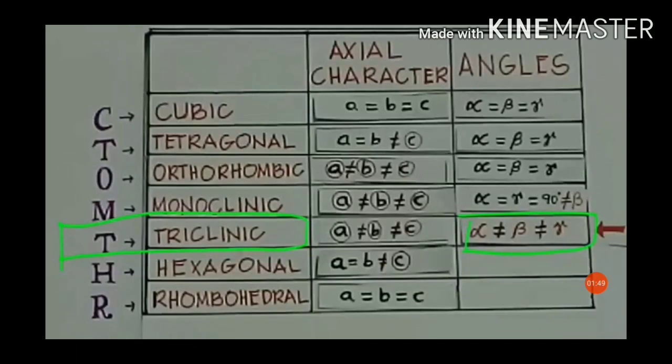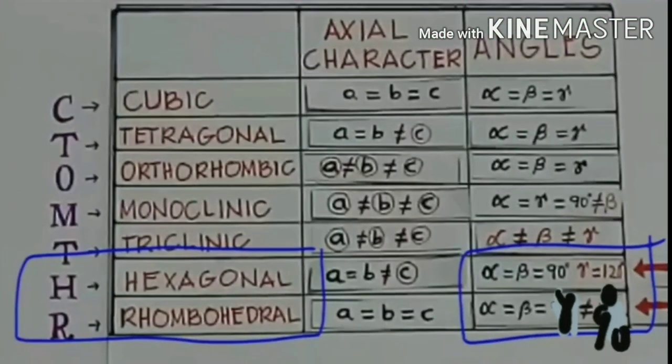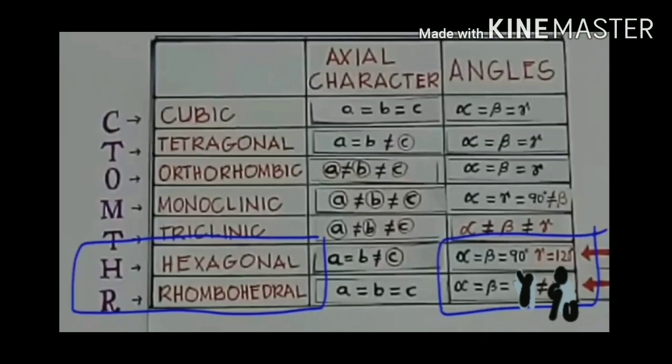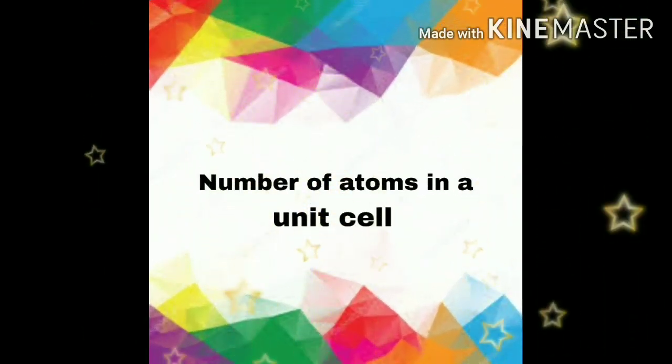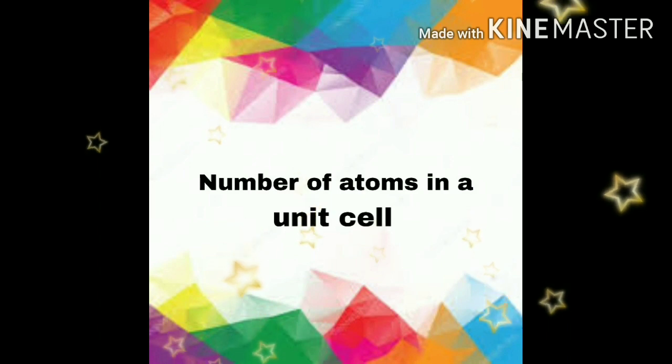Then in hexagonal system, alpha is equal to beta, which is equal to 90 degree, but gamma is equal to 120 degree. But in the case of rhombohedral, alpha is equal to beta is equal to gamma, which is not equal to 90 degree. Next, our topic is number of atoms in a unit cell.